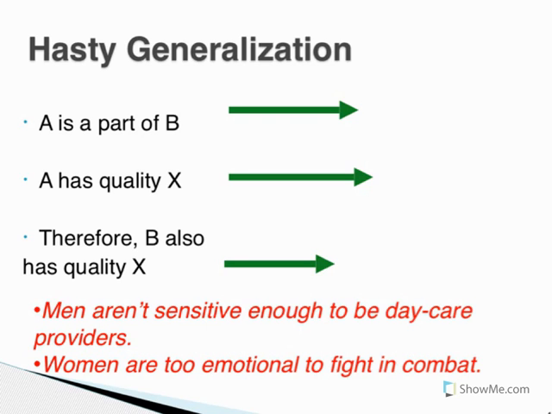So a hasty generalization takes on the form of A is a part of B. A has some quality X. And so therefore, B also has that same quality. We see this framework working, and just so you know, if you hear some weird sounds, that's just a track team practicing. So in any case, you see these types of fallacies, hasty generalization, nearly all the time in the use of stereotypes where you have insufficient data to support whatever your claim happens to be.